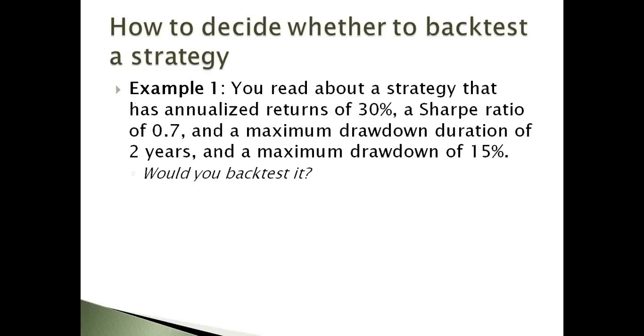Now, here's the first example. Let's say you read about a strategy that has an annualized return of 30%, a Sharpe ratio of 0.7, a maximum drawdown duration of 2 years, and a maximum drawdown of 15%. For those who don't know what the maximum drawdown is, it's basically the return from the high watermark to the present time, and the maximum drawdown is the maximum of all drawdowns over the course of time up to the present time. Okay, so here's the reported performance.